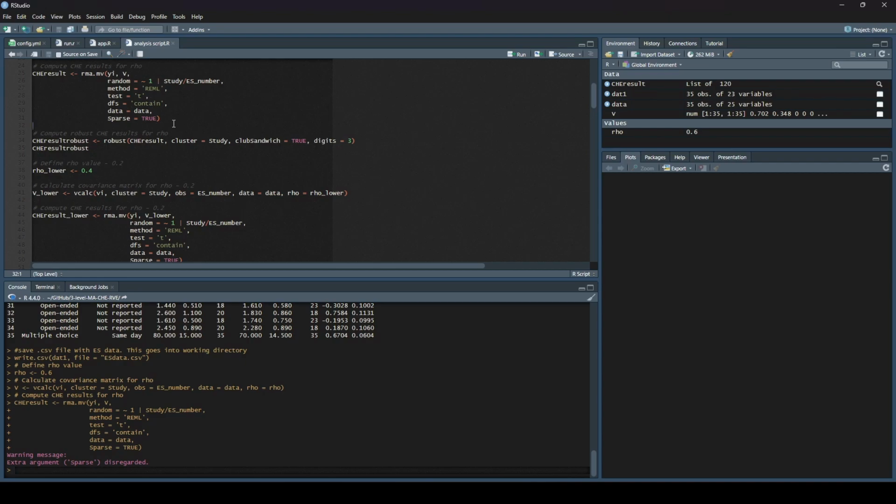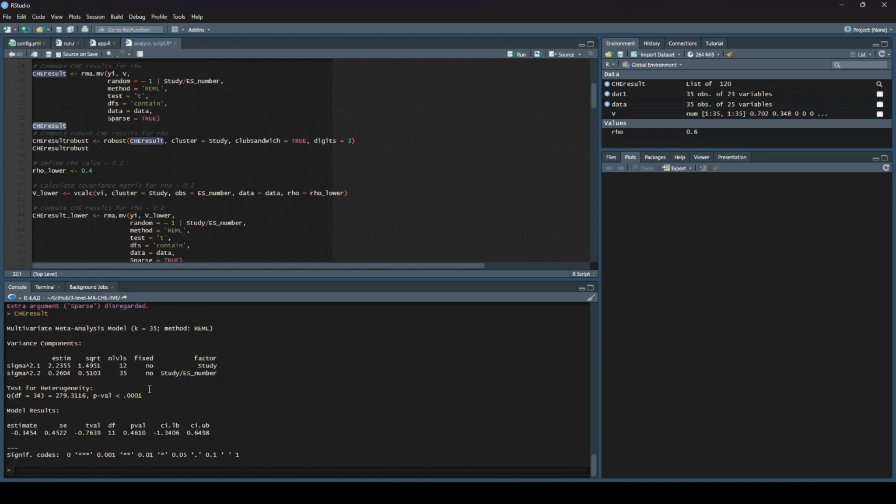Okay, so as you can see, it didn't give us our actual result right there. But if we want to see our result, if you recall, all we got to do is type in CHE result, which is what we named it, click run, and that's going to give us the overall meta-analytic result. So this is our result using correlated and hierarchical effects. This is not our result using robust variance estimation. So we need to do the robust variance estimation next. So that's what we're going to do.